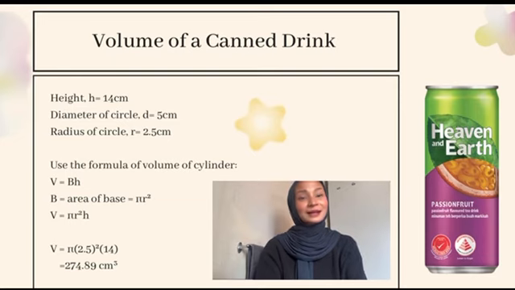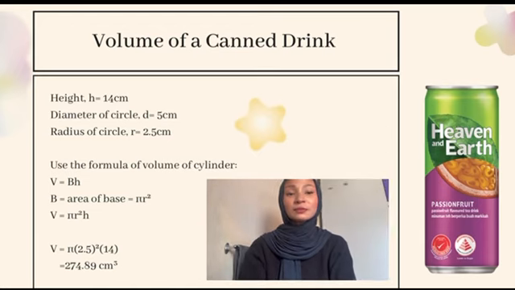Moving on to the next slide, now we are talking about the volume of a canned drink. By using the same information, which is height equals 4 cm, diameter of the circle equals 5 cm and the radius equals 2.5 cm, we can calculate the volume of a canned drink. You need to use the formula of volume of a cylinder, which is V equals Bh. B indicates area of base. So by using the information given, insert the height and the radius of the circle into the equation. Then calculate using your calculator and you will get the answer, which is 274.89 cm³.